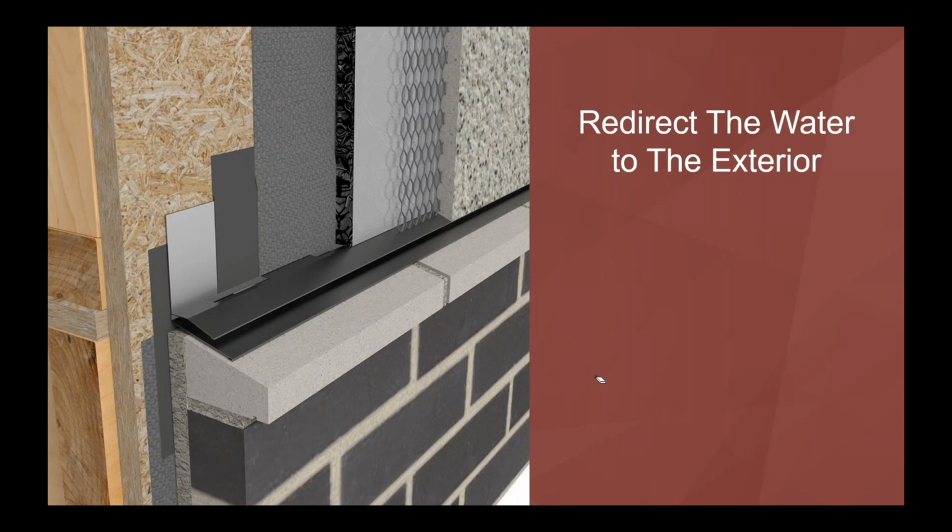Okay, when you've got different claddings, down here I've got a brick cladding, up here I've got a stucco cladding. We do not want the water that's behind the stucco cladding to go directly behind where the brick is. We want to kick it out. So that's what we're doing here. All the water in the stucco is going to come down here, kick out over that flashing and get out.